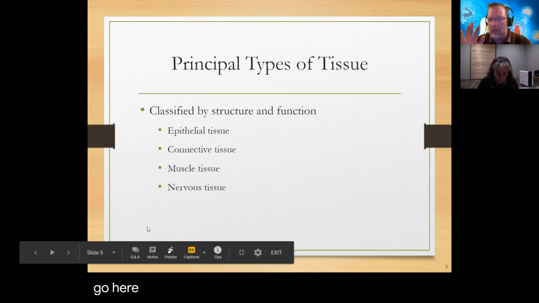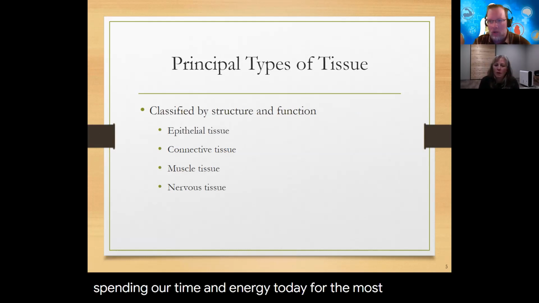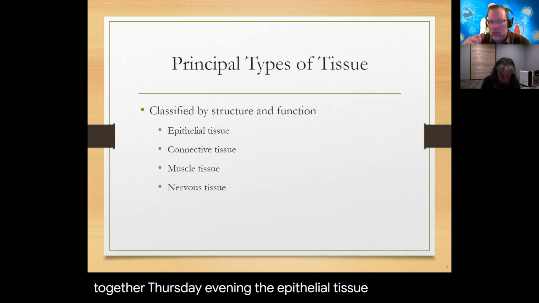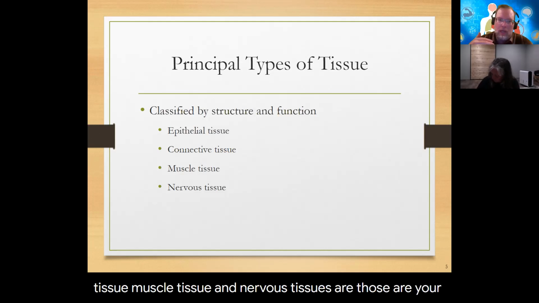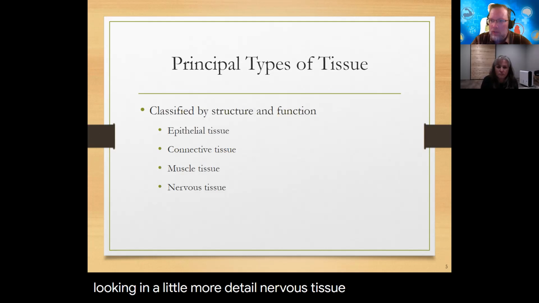Here are the 4 main tissue types. We have 4 primary tissue types. This is where we're going to be spending our time and energy today for the most part, and then when we're together Thursday evening. The epithelial tissue, connective tissue, muscle tissue, and nervous tissue, those are your 4 types of tissues. I'm going to work from the bottom up to the top, and then we'll start looking in a little more detail. Nervous tissue, again, we spend a couple of weeks on the nervous system.